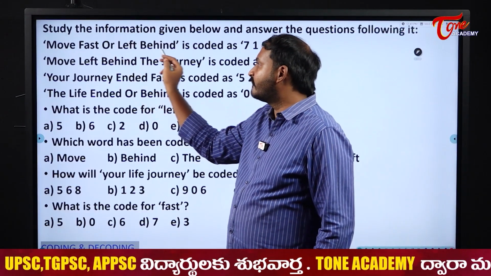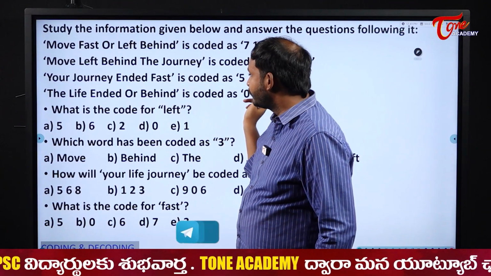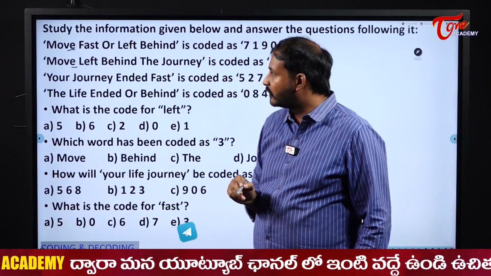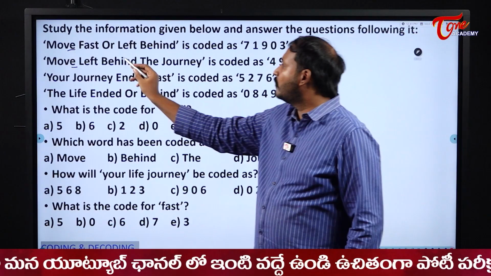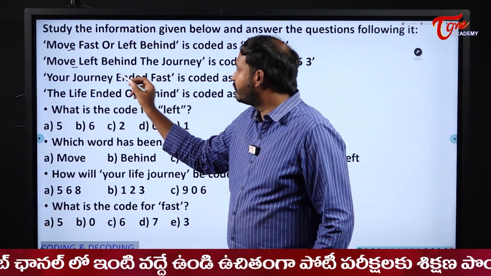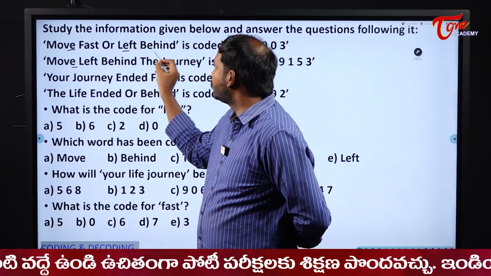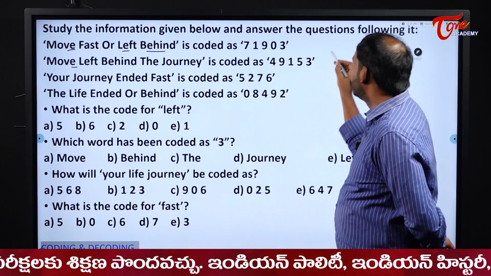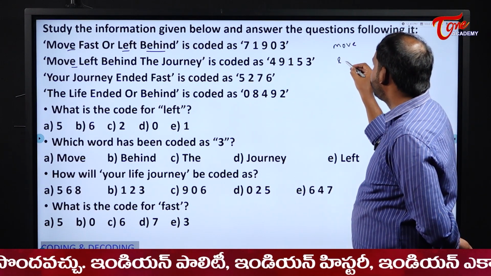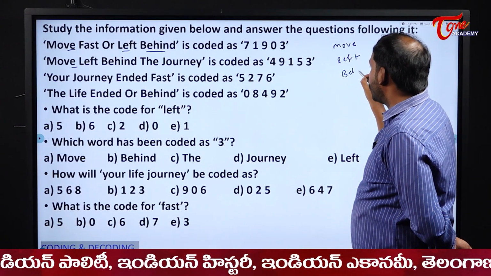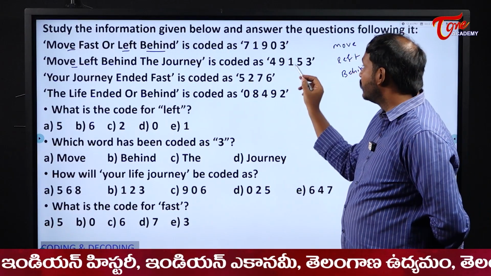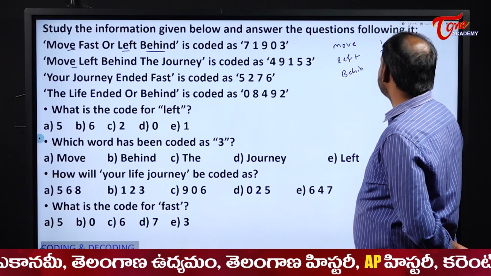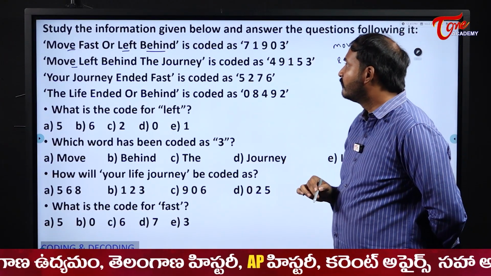Next, move fast or left behind. We have move in which ones? In all three. What is common here for me? Move, left, behind: move left behind, move left behind, move left behind. We have three common words in my first and second ones. What are those? Move left behind. And what are the common digits I have here? 1, 3 and 9. We don't know which is the code for which word, but as of now, these three are locked for this one. 1, 3, 9 are gone.